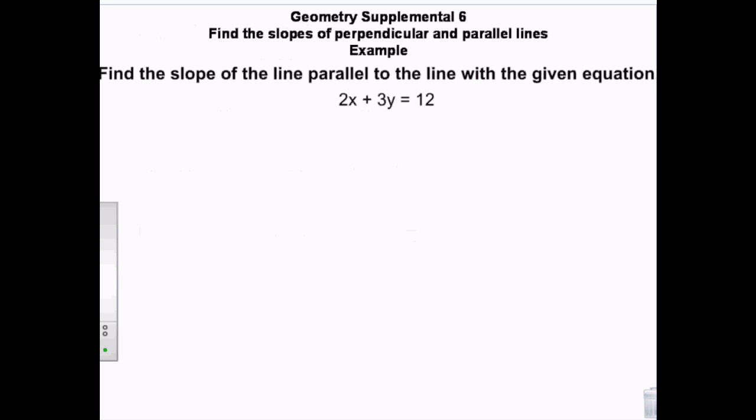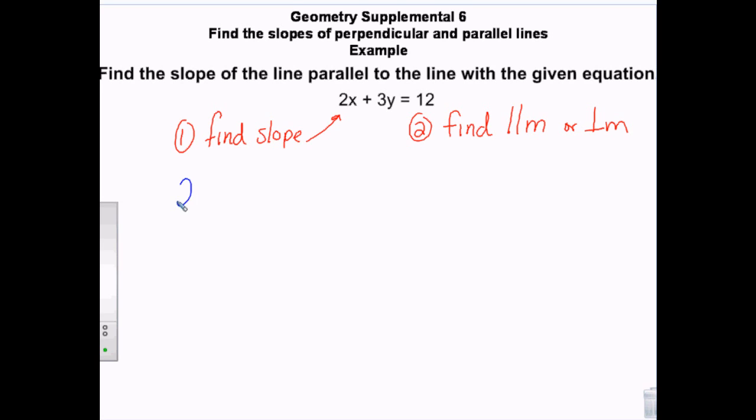So we want to find the slope of a line parallel to this line. So the first thing we need to do is find our slope of this line. And then we find our parallel slope, or perpendicular slope if we were asked to find perpendicular. Okay, so we're going to take that 2x plus 3y, and we're going to rearrange it in order to find our slope.